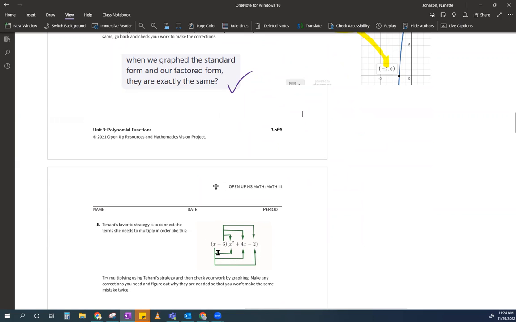What do you want me to do here, Ms. Johnson? I want you to distribute this x to the x squared, the 4x, and the -2. Write those terms out. Then I want you to distribute the -3 to all this. Okay, go ahead and get that done.